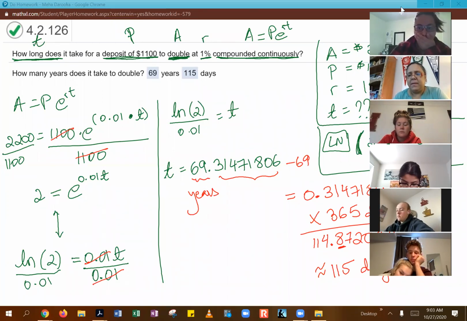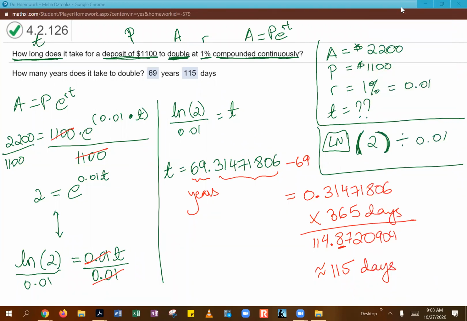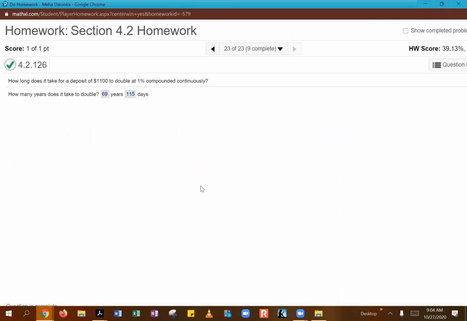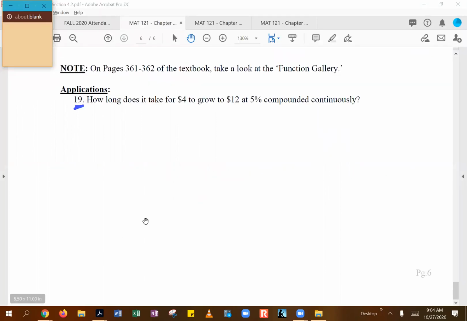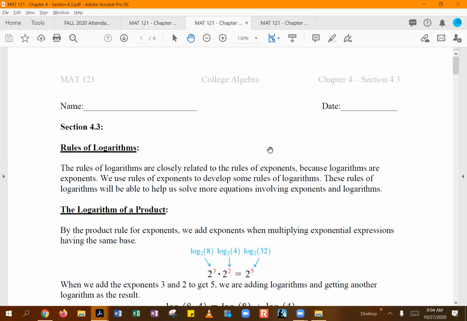Okay. And like I said, you do have a similar example for this one in your handout. So if you do get stuck, obviously go ahead and take a look at that. And I believe this is actually the last example in your homework. So just an application for that.